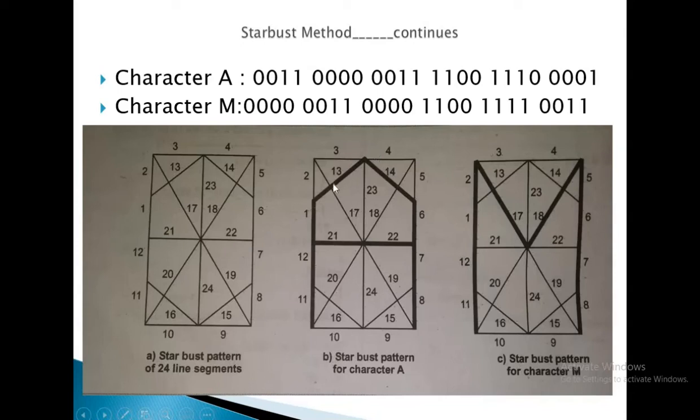Suppose these lines 11, 12, 1, 13, 14, 6, 7, 8, the value of these lines is 1 and the other values are 0. So in the starburst method there are 24 line segments, and by using these 24 line segments we draw the character.